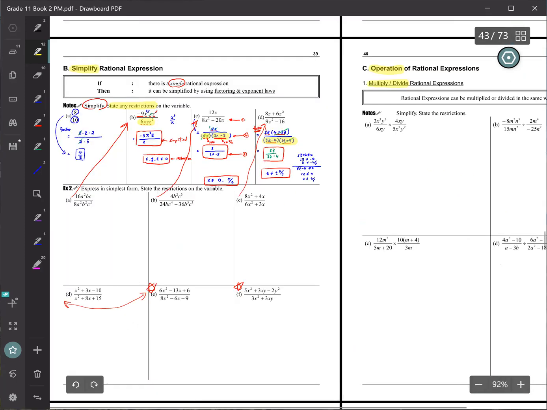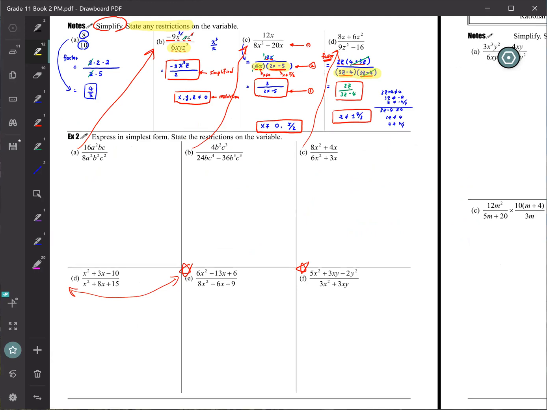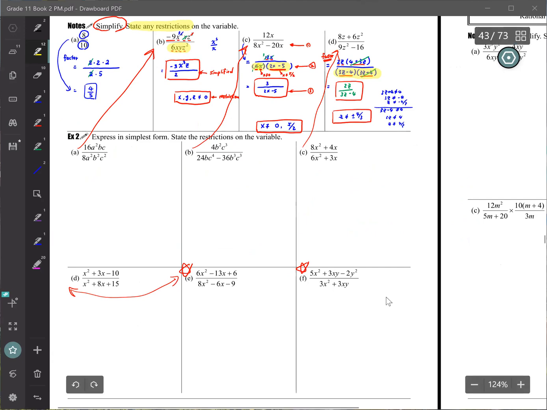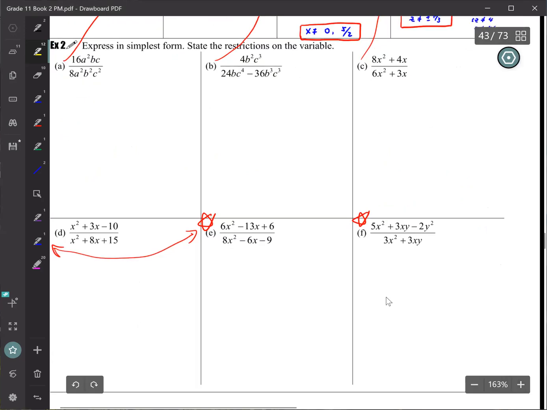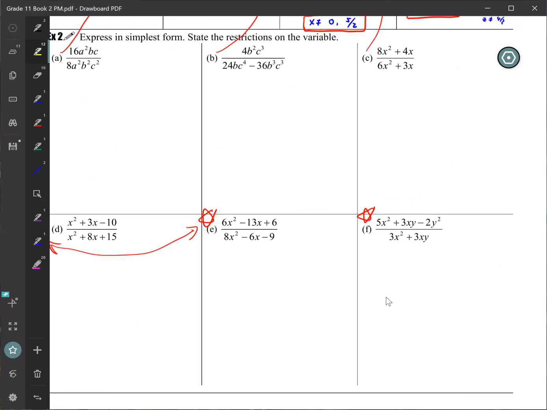All right, so I'll let you guys work on those two now, and I'll check when you guys are done. Raise your hand when you finish E and F. So factor both: factor numerator, factor denominator, and then cancel out the factors. You got this.